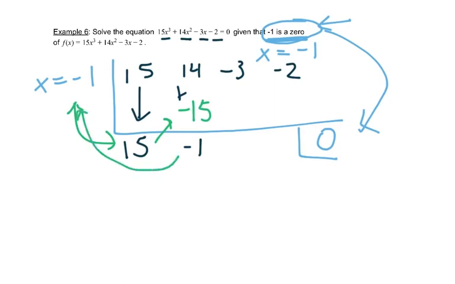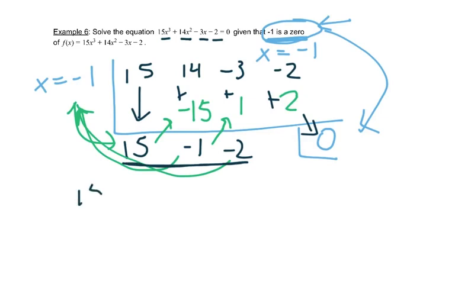Multiply that by what's out in front. -1 times -1 is a +1. Add down gives us -2. Multiply that by what's out in front. -2 times -1 is a +2. Add those together and we do indeed get 0. So that leaves us with a new equation. Remember that this now tells us that we have 15 and we'd start with x squared minus 1x minus 2.